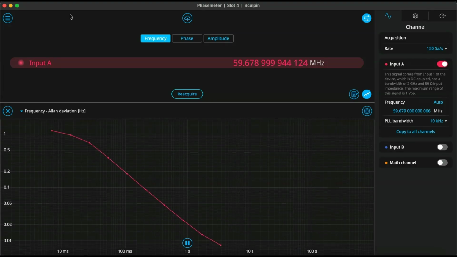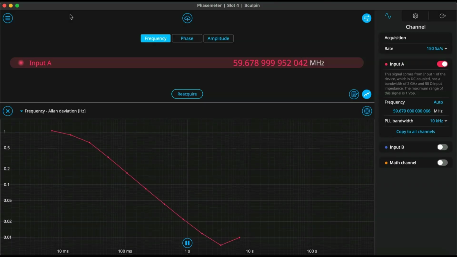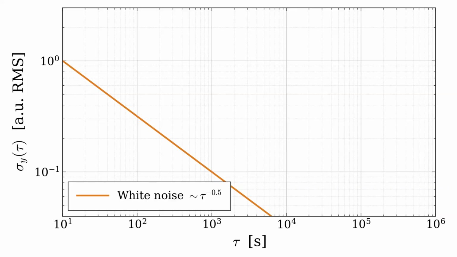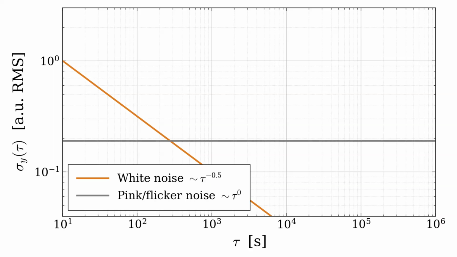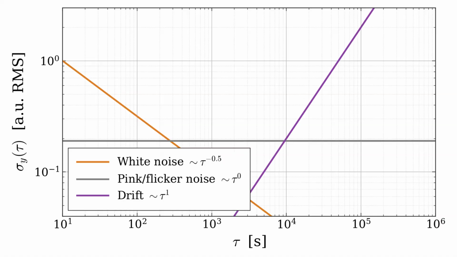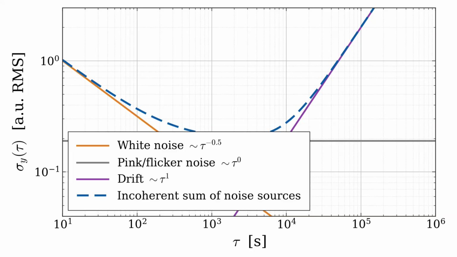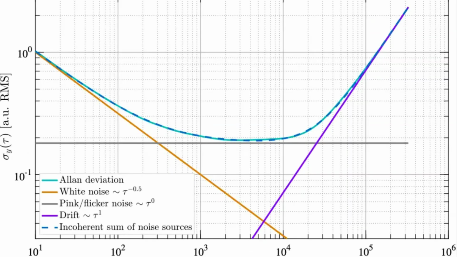For instance, at low frequencies, we expect to see contributions from white noise in our results. As that white noise begins to average out over longer intervals, our dominant source of instability will be flicker noise. After this plateau for longer averaging times, we'll start to see mainly drift limit our stability. And then we have this kind of lopsided U shape, which is a typical Allan deviation plot of an oscillator.